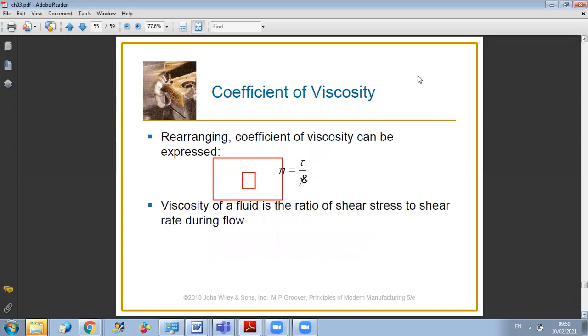Now, if we rearrange the terms, we can say that the viscosity is simply defined as the shear stress over the shear rate, where the shear rate is dv over dy. In general, the viscosity is measured experimentally. So the viscosity of a fluid is the ratio of the shear stress to the shear rate during the flow.